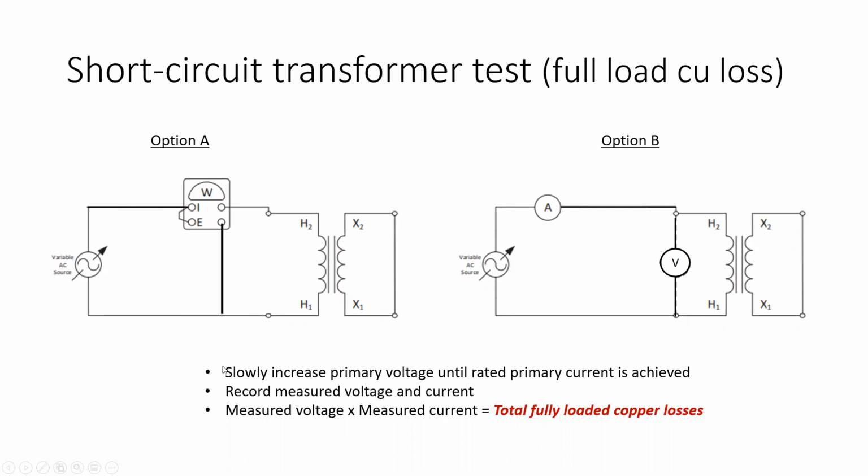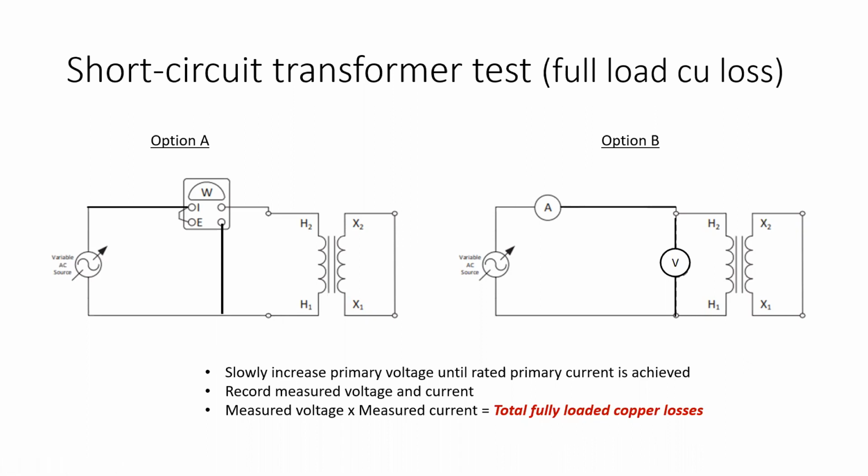And the process is that we slowly increase the primary voltage until the rated primary current is achieved. So you would be slowly increasing this, and notice I have a jumper. I have a dead short across the secondary, so you're very slowly increasing this until your meter registers what the rated primary current is, and at that point you stop increasing the voltage, and then you record the voltage and current, or you just read the watt meter, one of the two, and it would tell you the total fully loaded copper losses of that transformer.